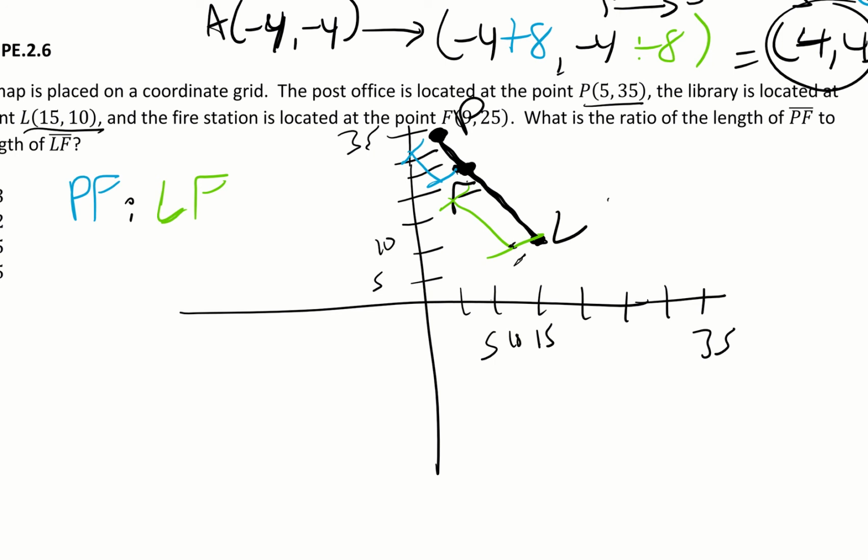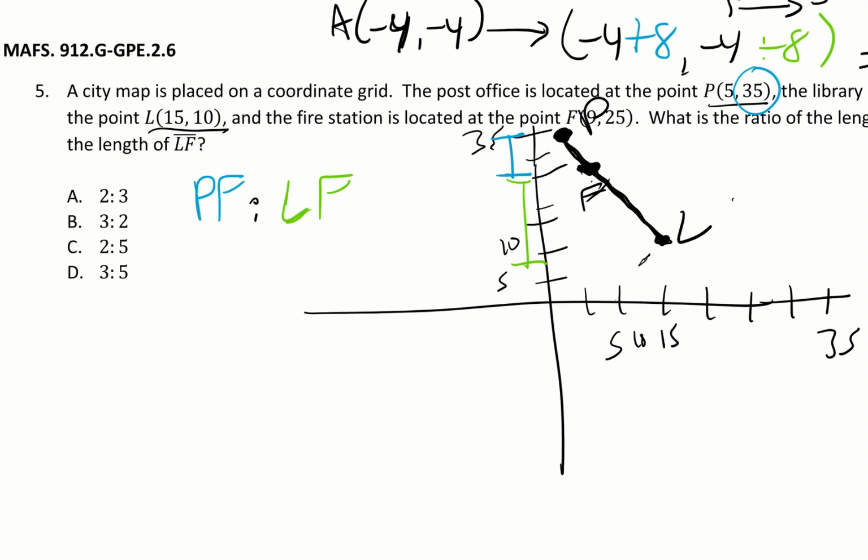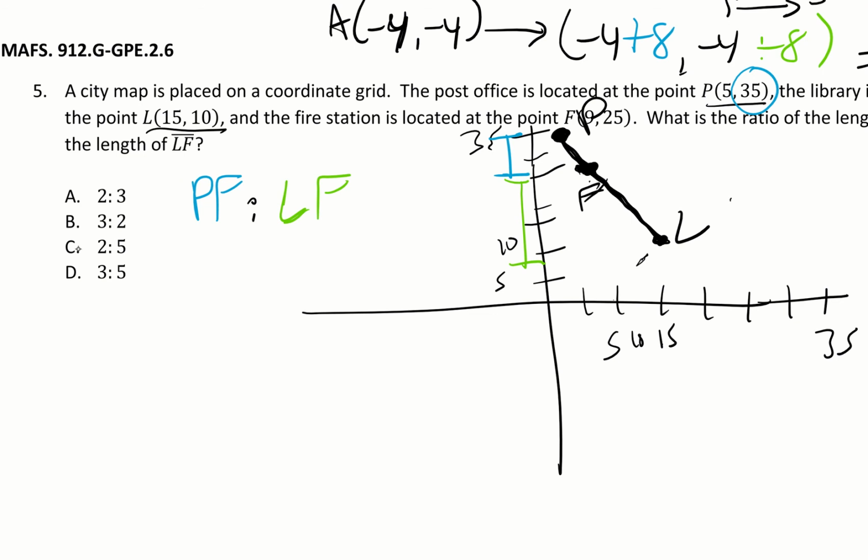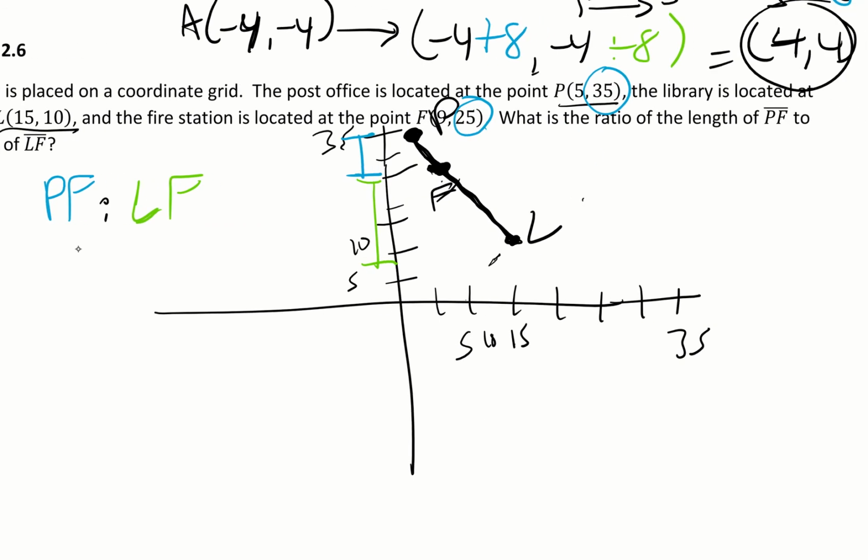Now you could do the distances in the X or the distances in the Y. Either one is fine. So let's go ahead and do the distances in the Y. Okay, so let's go ahead and do the vertical distance here, and then the vertical distance here, and then figure out what that ratio is. Okay, so what's the vertical distance from P to F? You just got to subtract the Y values. So the Y value for P is 35. The Y value for F is 25. So 35 minus 25 is 10. So this distance is 10.